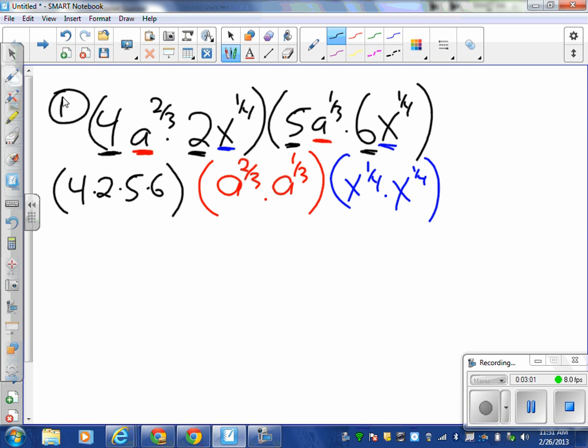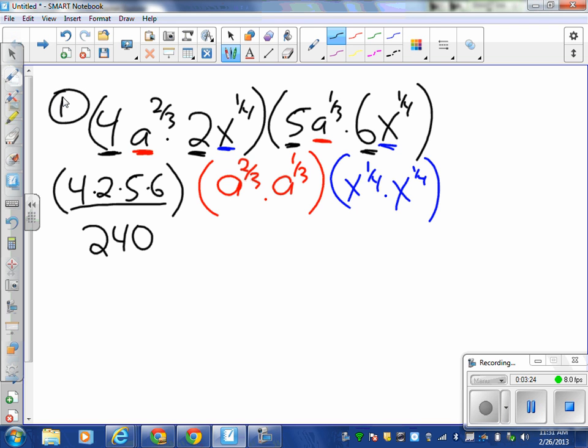Next step is to go ahead and multiply all those numbers. Calculators ready to go, don't get the computers up. You can always shout out the answer to me. 4 times 2 is 8. Times 5 is 40. Times 6 is 240.